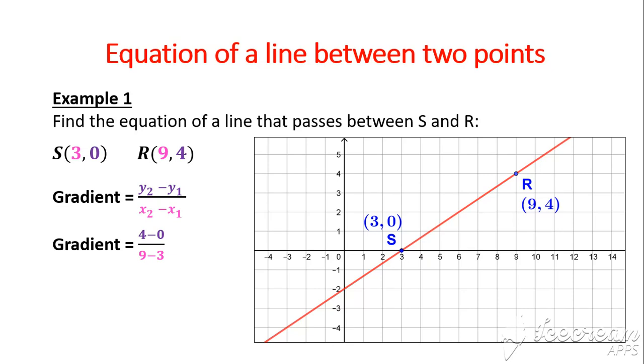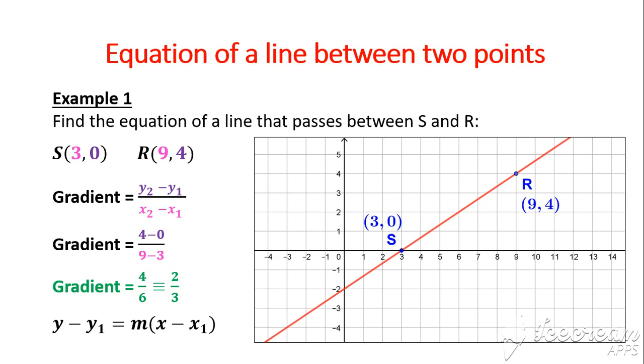Now 4 minus 0 is 4 and 9 minus 3 is 6. So our gradient is 4 over 6. So we know this line rises up 4 and runs across 6. We could simplify that down to 2/3 if we prefer. So 4/6 or 2/3 are fine.